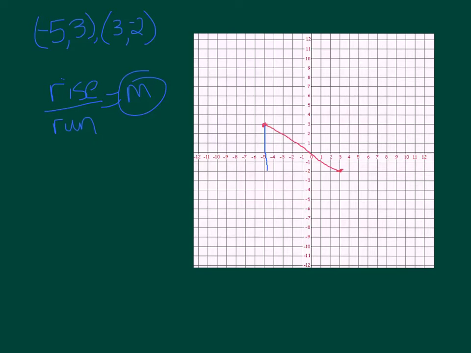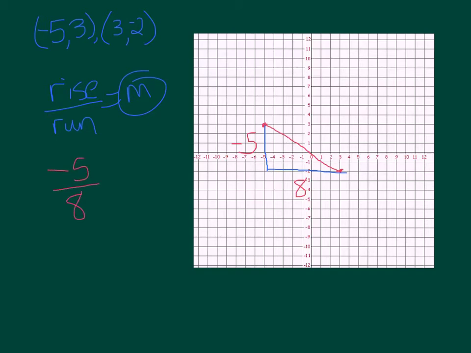Then I'm going to count. I went 1, 2, 3, 4, 5. So I went down 5, so this is -5. Now I'm going to check my run. So I'm going to draw a line. I start here. I went 1, 2, 3, 4, 5, 6, 7, 8. So this is 8, and I went to the right, so it's positive. So my rise is -5.